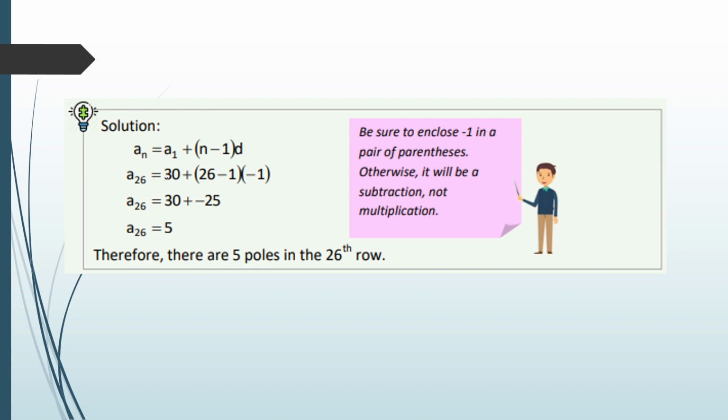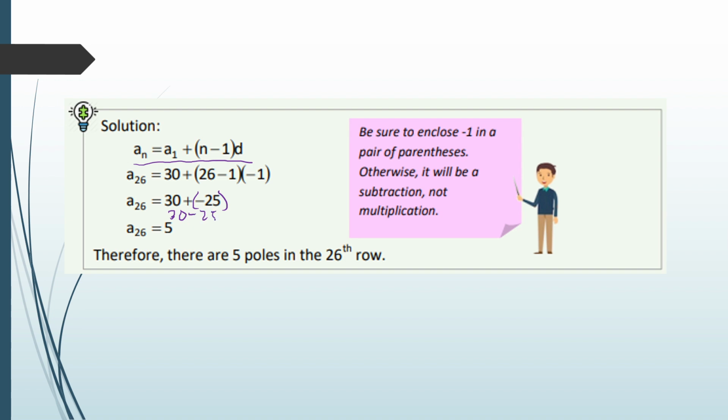Simply use the formula: An equals A1 plus n minus 1 times d. For A26, n is equal to 26, and A1 is 30, plus 26 minus 1, times the common difference, -1. 26 minus 1 is positive 25, but you have a -1 outside, so it's now -25. You place that into the open parentheses. Now, 30 plus -25 is basically 30 minus 25.